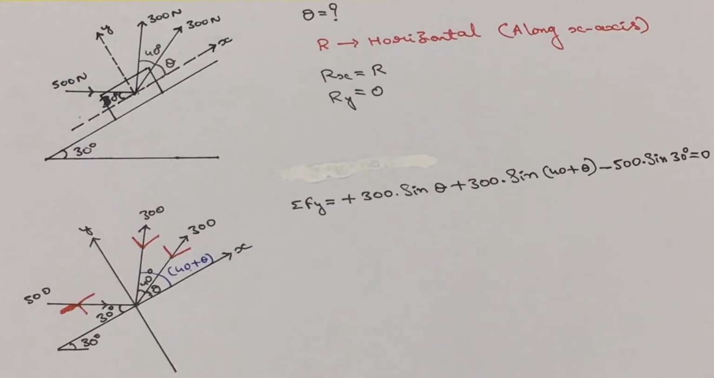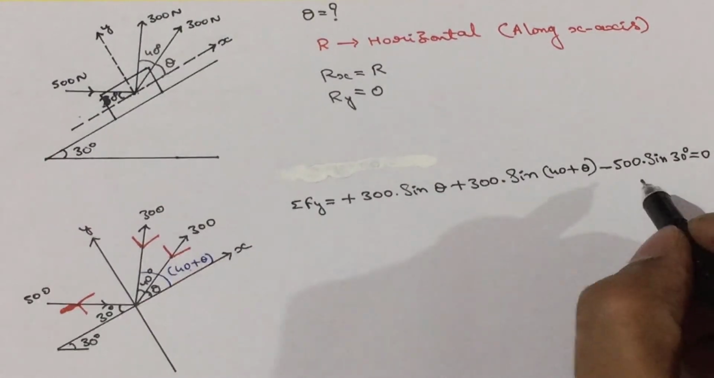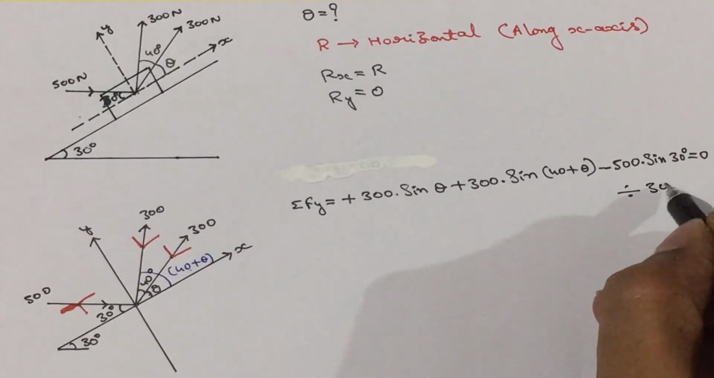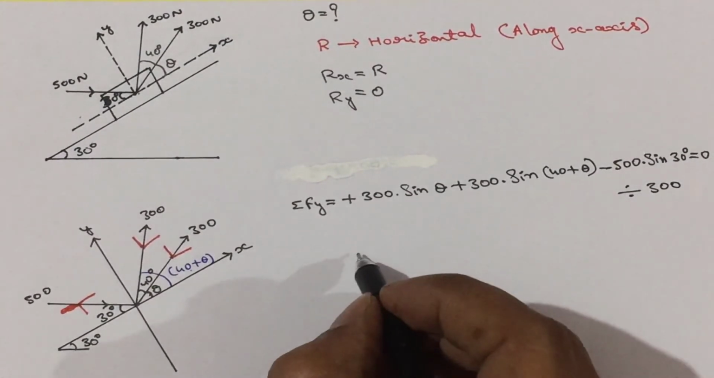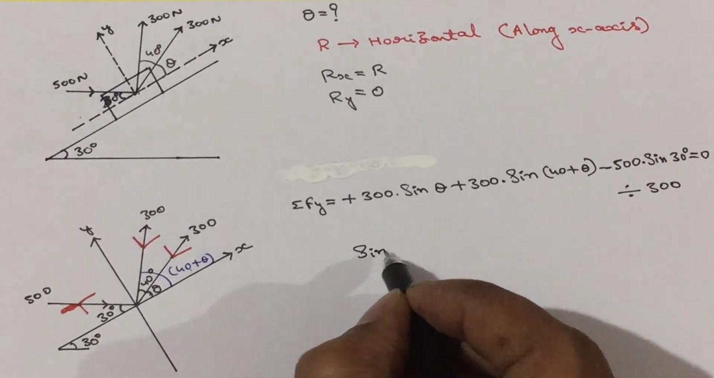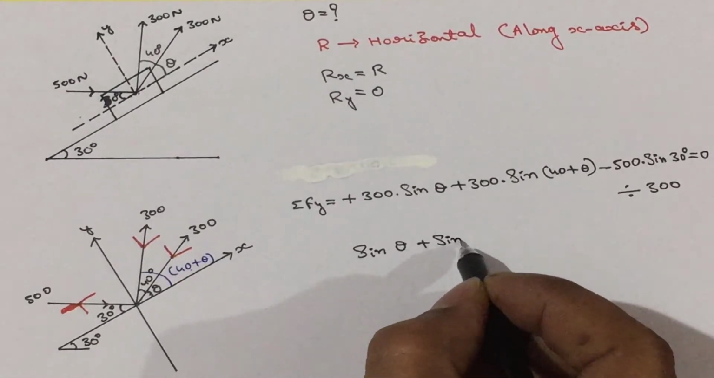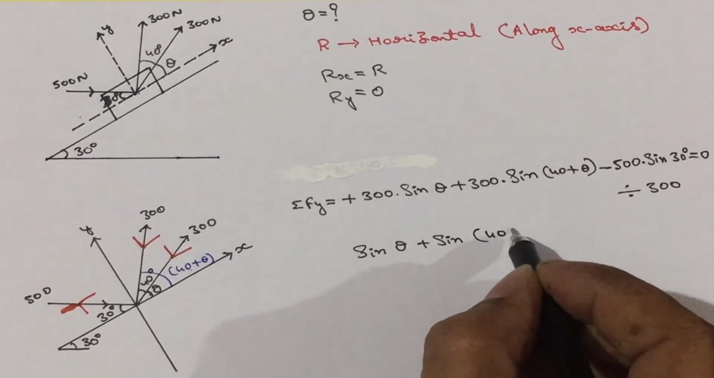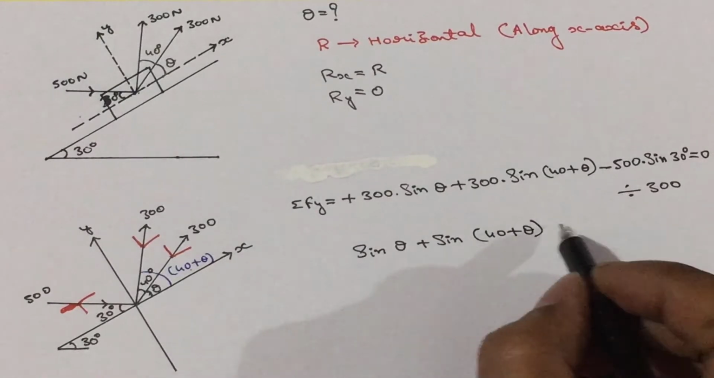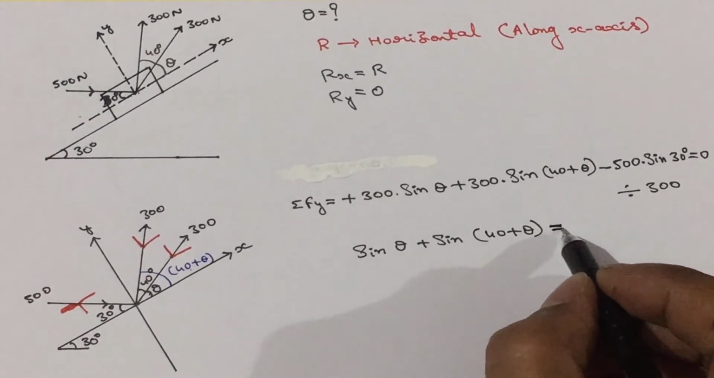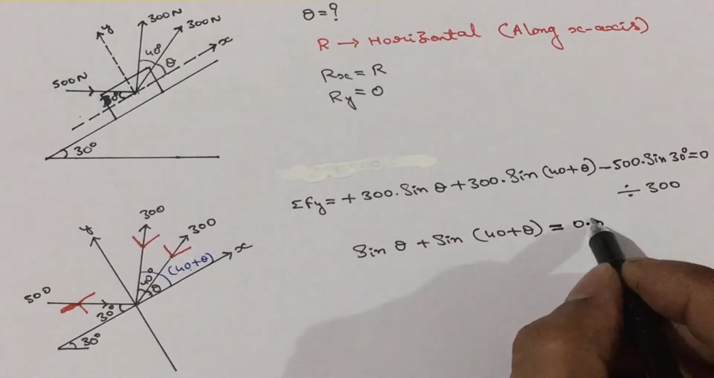that should be equal to 0. So, divide this equation by 300, just for simplification. We are going to get sin theta plus sin of 40 plus theta minus 500 into sin 30 divided by 300. If we calculate, you are going to get minus 0.833. Move it to the right hand side, it will become plus 0.833.